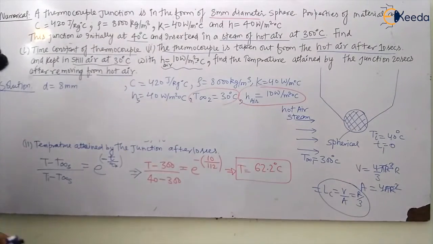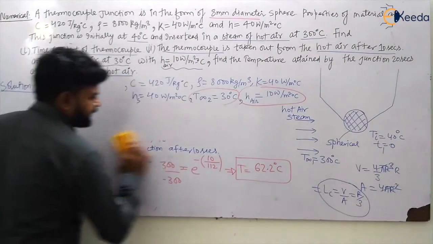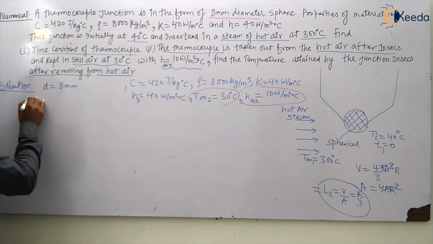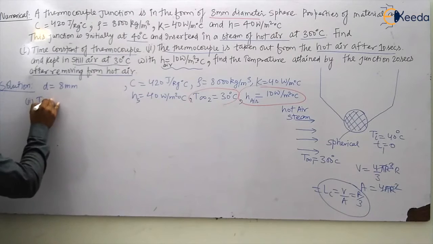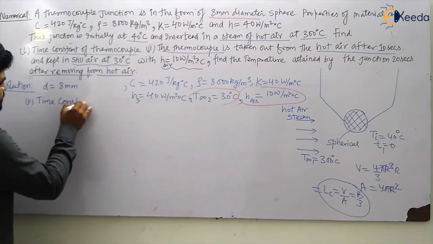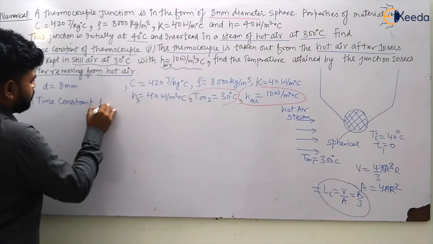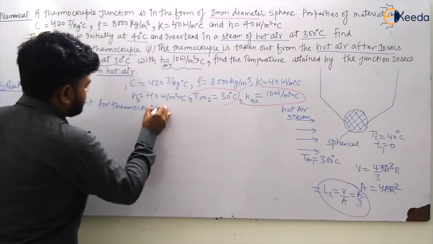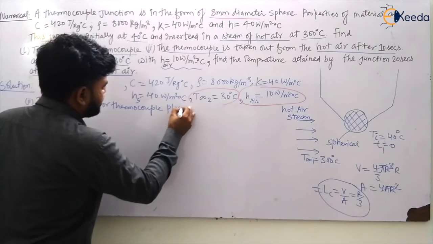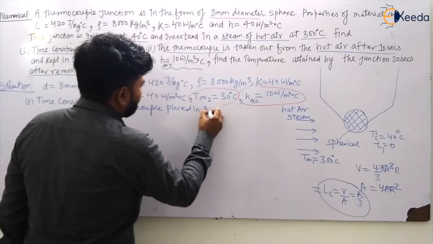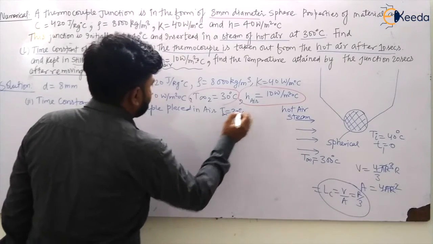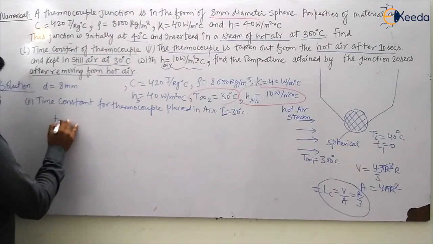So, the time constant for the thermocouple in the second case. Let us calculate this. In the second case, I am calculating the time constant for the thermocouple placed in cold air, placed in air having a temperature of 30 degrees Celsius, my dear students. So what will be the time constant for this?